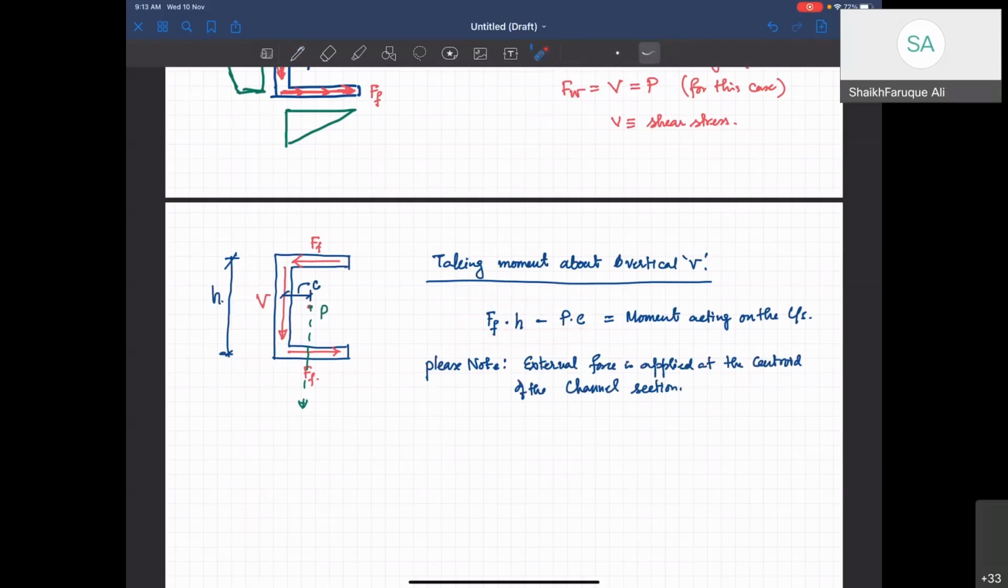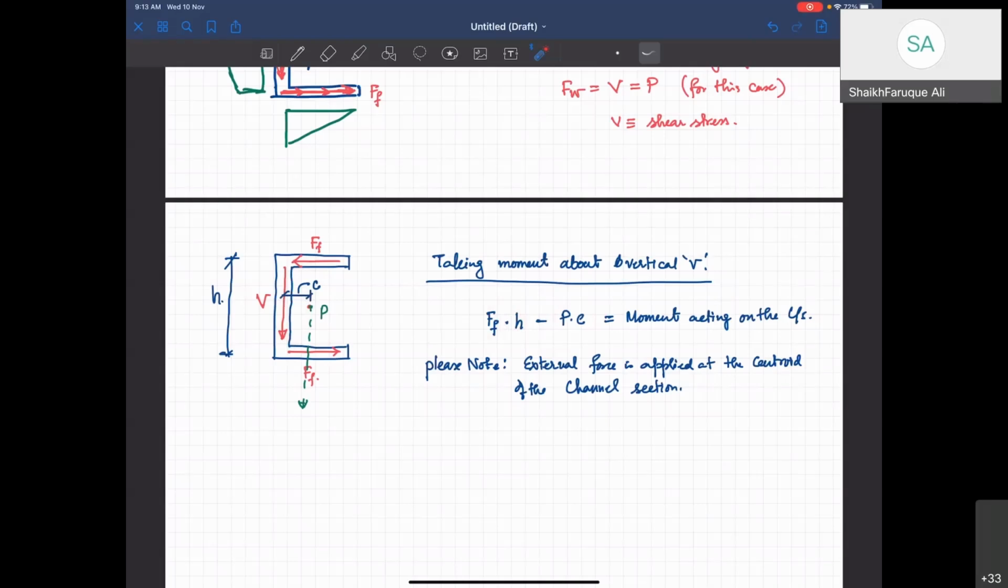Did I do it correctly? Yeah, I've taken moment about this side. So this is going to be this way, and this is also going to be this way. Okay, that's fine. It may not be 0, right? Because F into H may not be equal to P into C.